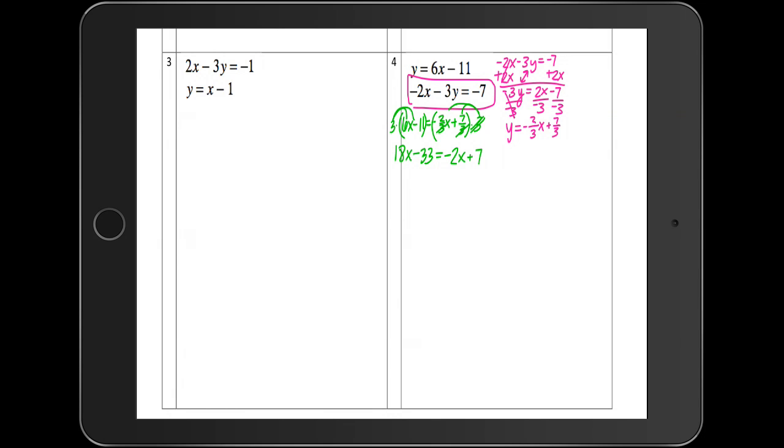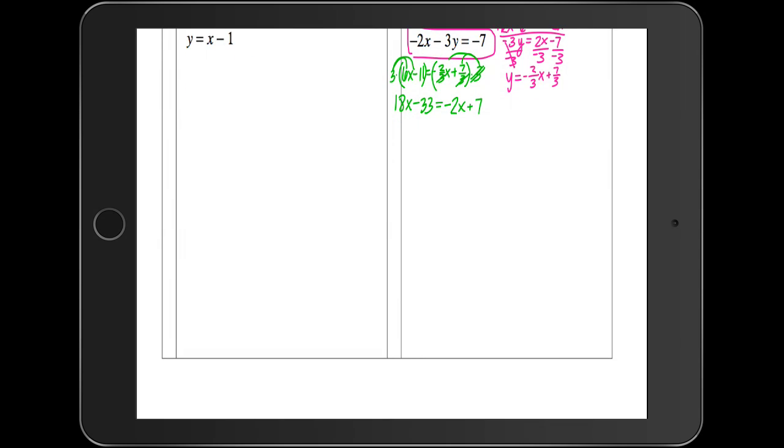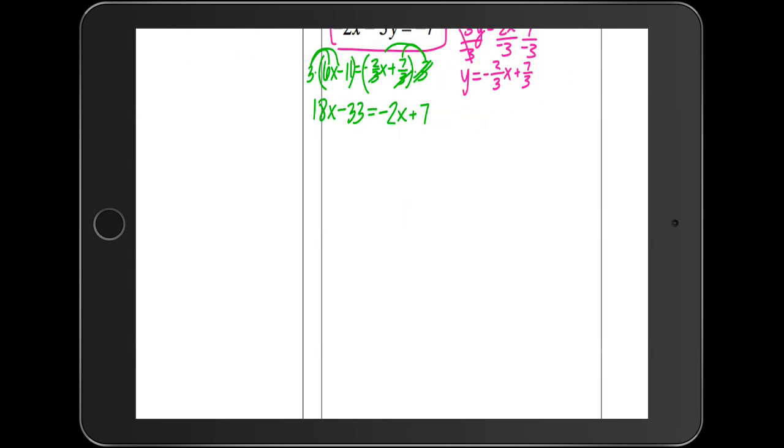So now I would solve this. My first step in solving this would be to get my x terms on one side by adding 2x to each side. So I'd add 2x here. I'd also add 2x here over to the 18x. I bring down 20x, take away 33 equals 7.